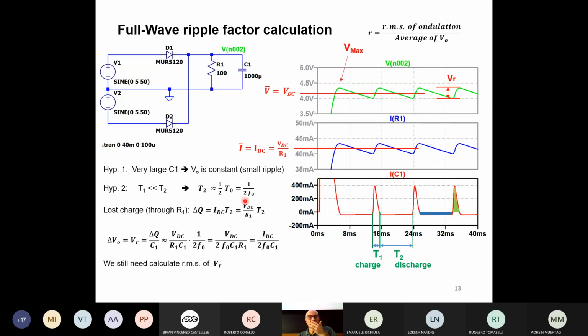Okay, so this is the second hypothesis. When we have this T2, we can, instead of T2, put 1 over 2 F0. Now, we go back to the discussion we did before.